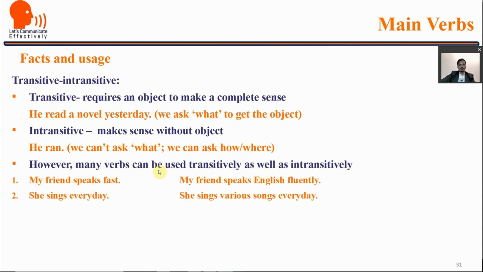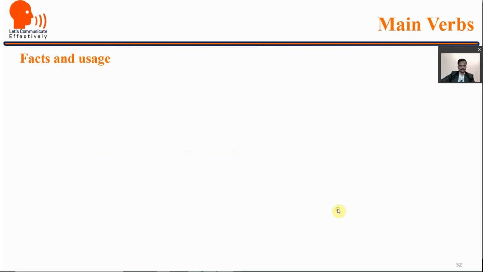However, many verbs can be used transitively as well as intransitively. For example, my friend speaks fast, intransitive. My friend speaks English fluently, transitive. She sings every day, intransitive. She sings various songs every day, transitive.